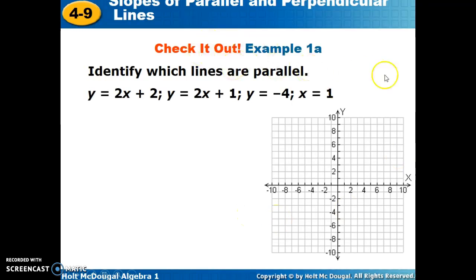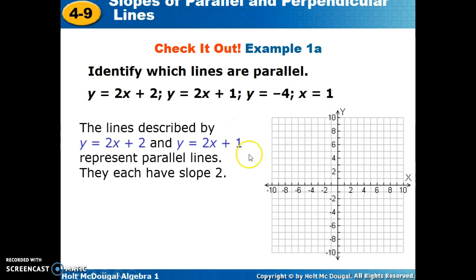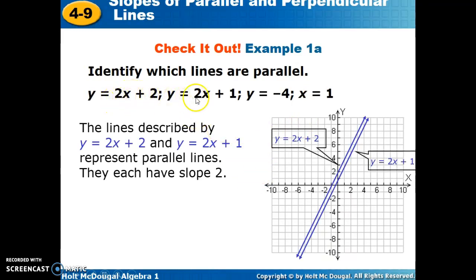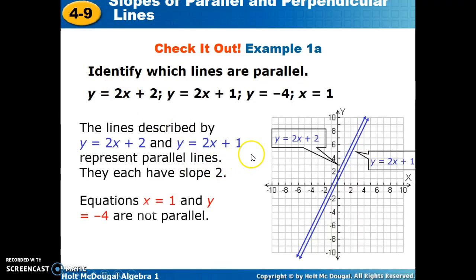You guys check it out, 1A. We're going to graph all 4 of these lines to determine which are parallel. So let's go ahead and first put these into slope-intercept form. I can see the first one is, second one is, third one is. We have a bit of a different equation there. So let's take a look at these. These guys are parallel. We can see that they are in slope-intercept form, and each slope is indicated by the coefficient of x, which is 2. They each have a slope of 2, indicating that they are parallel.